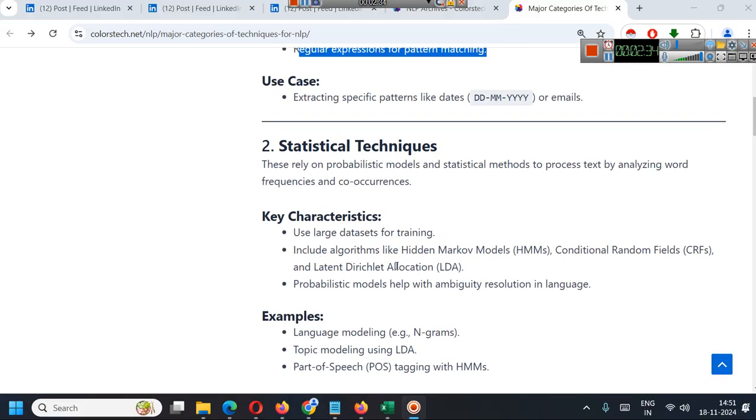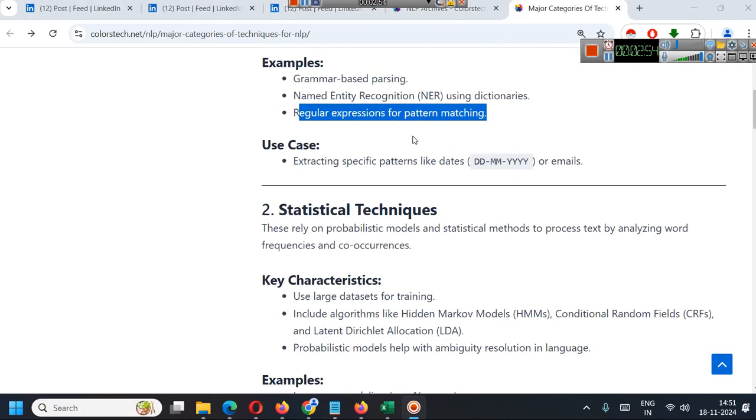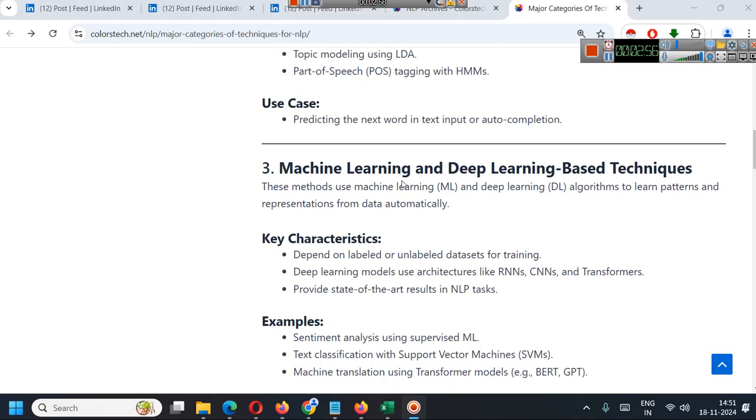Some examples for this statistical technique are language modeling, for example n-grams, topic modeling using LDA, and part of speech tagging with HMMs. We will see these use cases, but here you just have to understand the first approach is rule based, then statistical techniques, and the most important third is machine learning and deep learning based techniques, which we are going to learn with many examples.